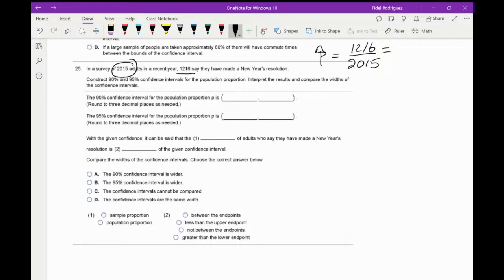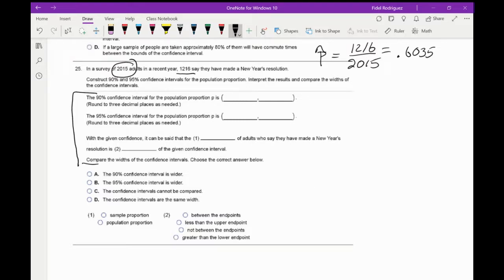So I'm going to just take my calculator real quick. Now I'm going to say, okay, what's 1216 divided by 2015? And I'm coming up with 0.603. I'm going to go to 4 decimal places, guys. I'm going to go to 5. Okay, so 0.6035.